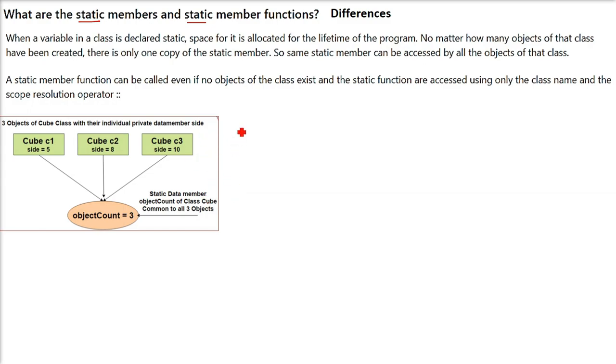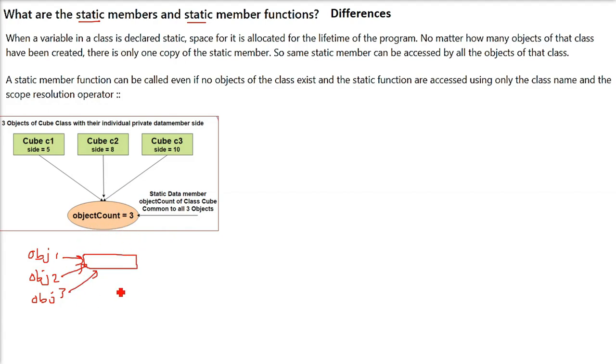So for that static variable, for its whole lifetime, it will be allocated a space, no matter how many objects of the class you create. Say you create millions of objects, it doesn't matter. Like obj1, obj2, obj3, multiple objects of a class you make, there will be only one copy of the static member. If it is static, it will be just one.